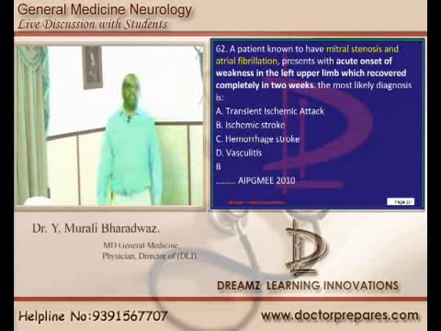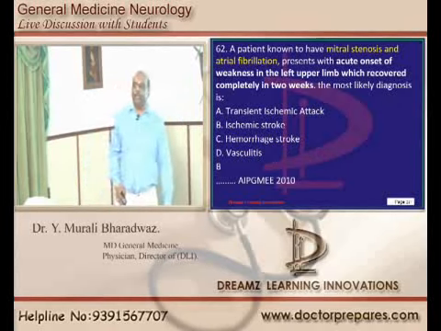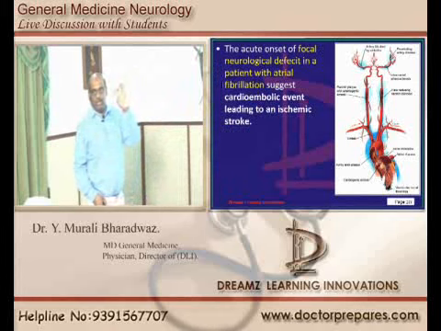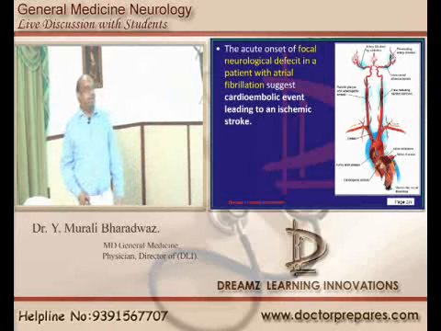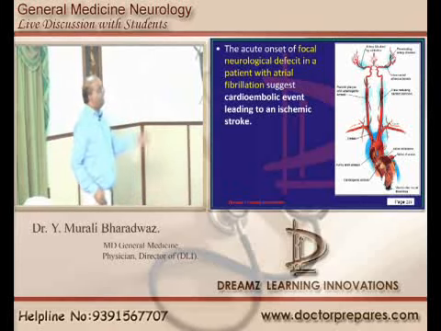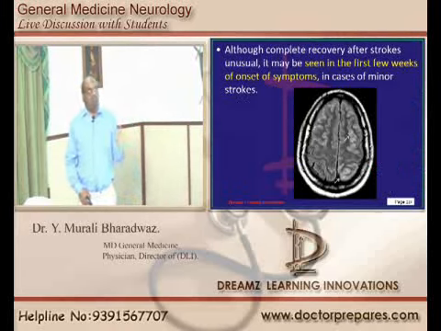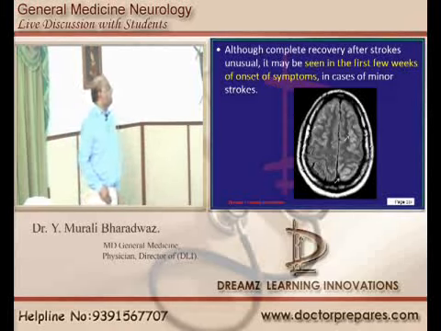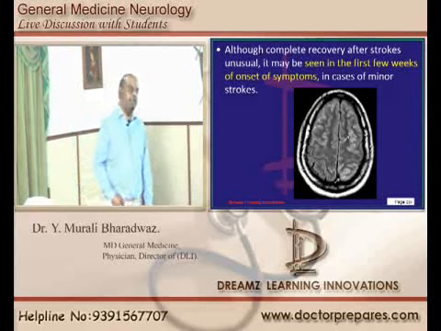Now a patient is having mitral stenosis and atrial fibrillation, and acute onset of left upper limb weakness is there, completely recovering within 2 weeks. Then what is the most likely possibility? There would have been a cardioembolic shower because of that fibrillating atria, and that is leading to the development of an ischemic stroke. And though he may have a complete recovery in the first few weeks after this shower of emboli leading to the acute insult, he may have a recurrence of the event unless you have intervened.